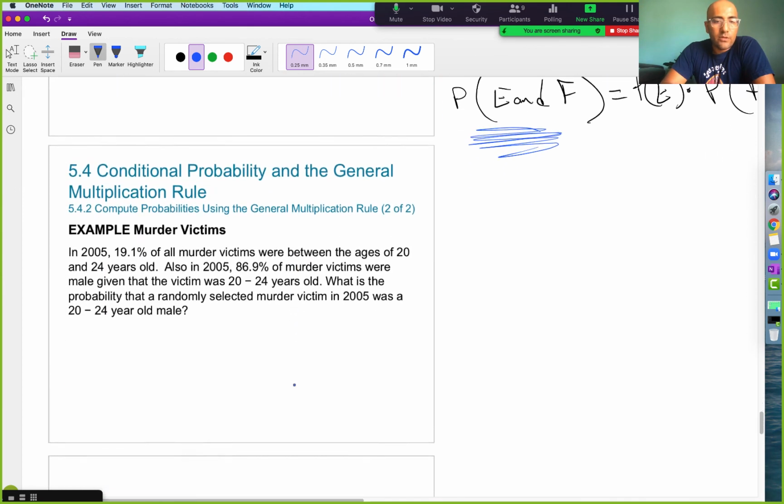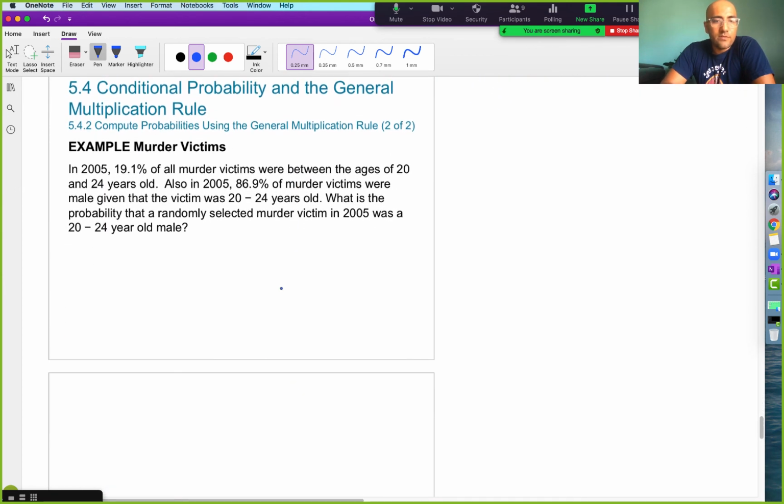Okay, let's go back to another example involving the murder victims. In 2005, 19.1% of all murder victims were between the ages of 20 and 24 years old. Also in 2005, 86.9% of murder victims were male, given that the victim was between 20 and 24 years old. What is the probability that a randomly selected victim in 2005 was between the ages of 20 and 24 years old?